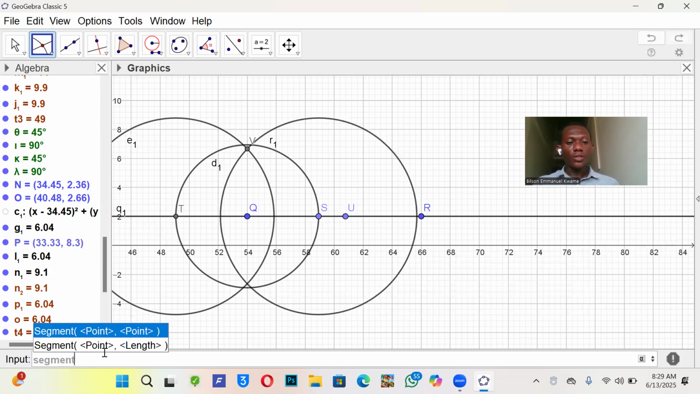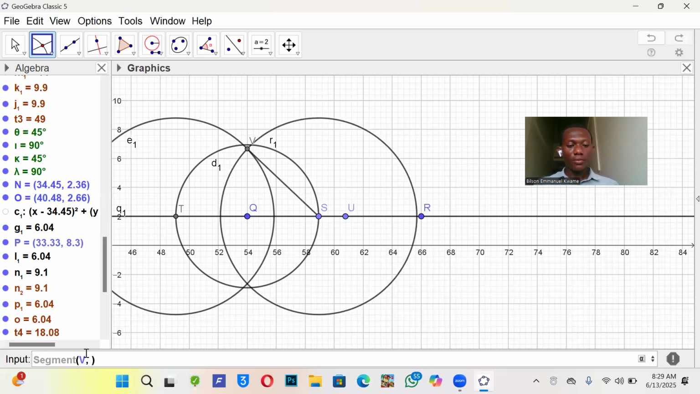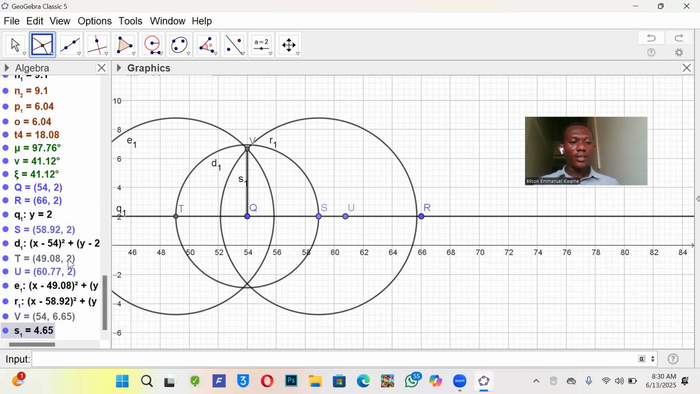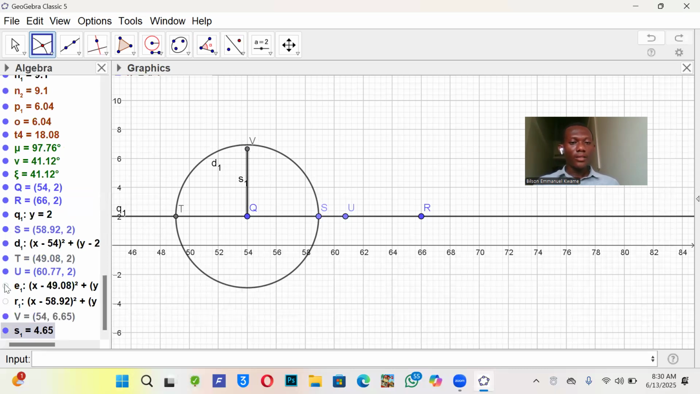So we want a segment. On the input field, segment between two points, that is capital V and capital Q. Now you can see this. So let's clean the helping lines, that is the circles. Let's clean them.